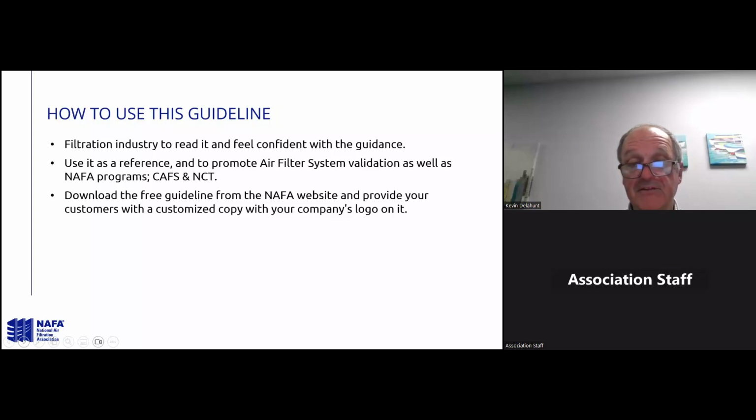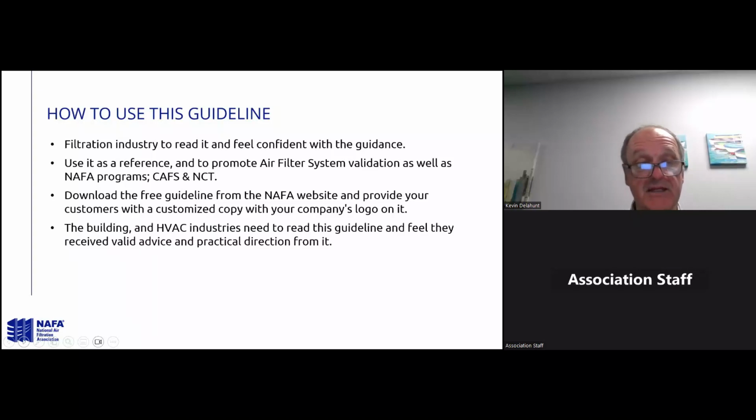Download the free guideline from the NAFA website and provide your customers with a customized copy with your company's logo on it. We're happy to distribute it free and, like I say, with your logo on it, get it out in as many hands as you can.